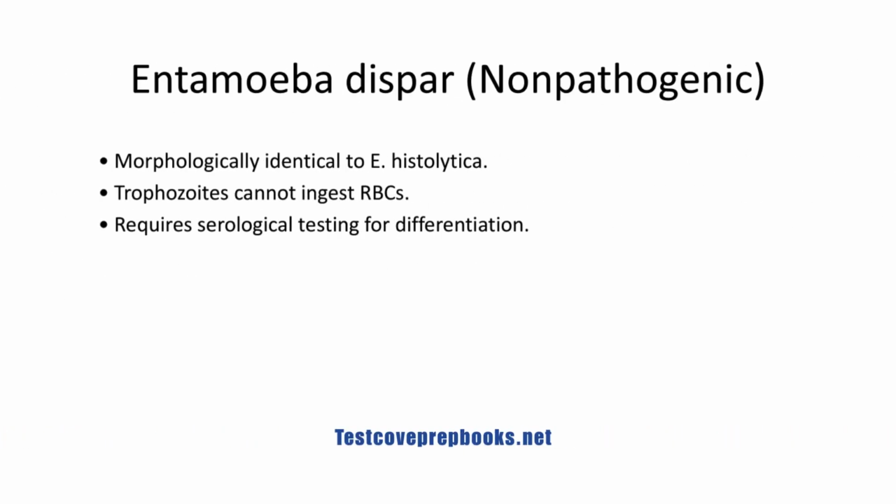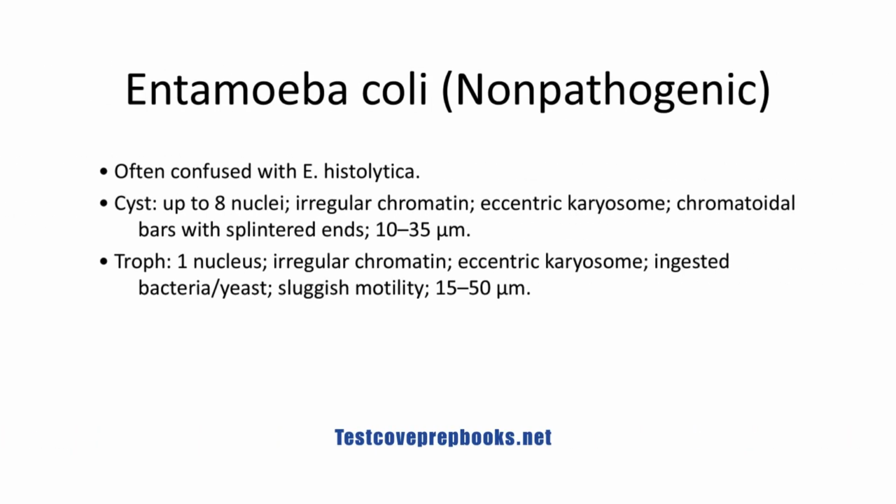Next is Entamoeba dispar. This is a non-pathogenic species that is morphologically identical to E. histolytica. The major distinction is that its trophozoites cannot ingest red blood cells. Because the morphology overlaps completely, serological testing is needed to differentiate E. dispar from E. histolytica.